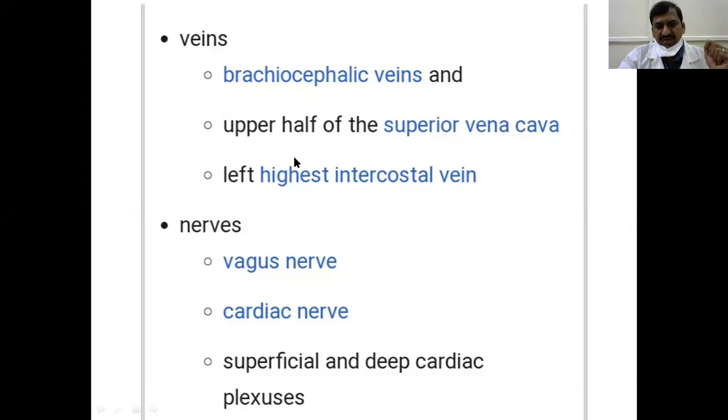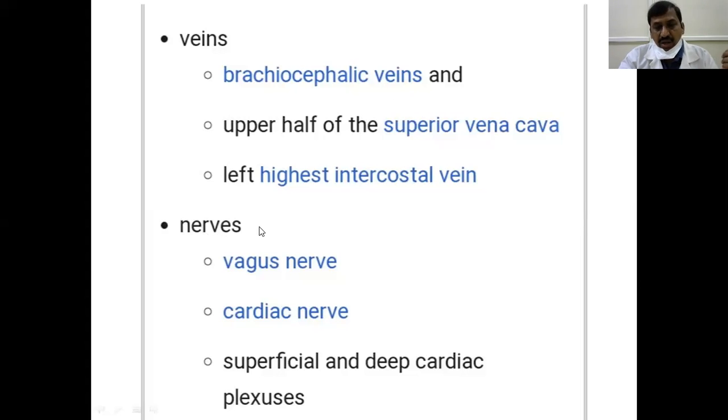These are the veins: the brachiocephalic veins, right and left, the upper half of the superior vena cava before it pierces the fibrous pericardium, and the left highest intercostal vein. These are all the veins present in the superior mediastinum.